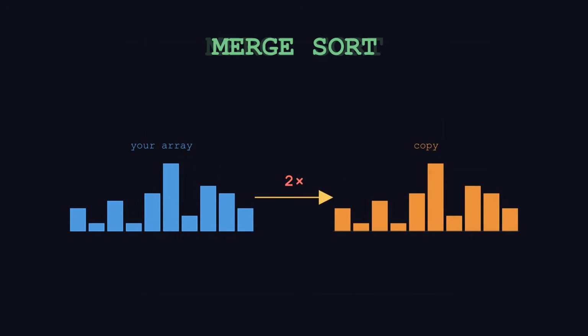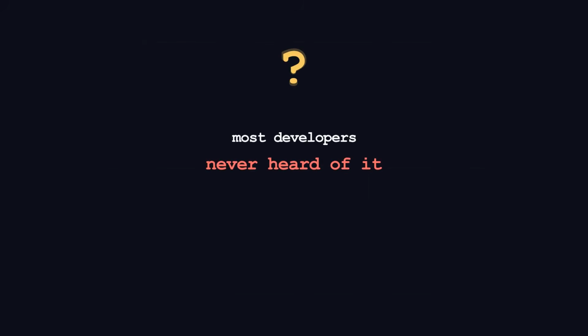Merge sort fixes that. Guaranteed n log n, every time. But it needs extra memory, an entire copy of your array, just to sort it. So what do real languages actually use? Something most developers have never heard of.